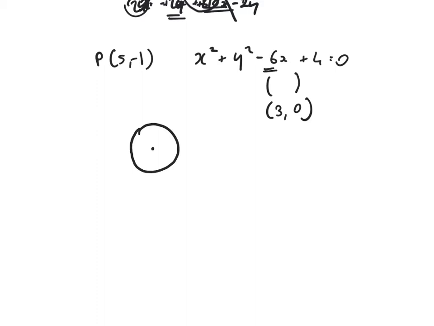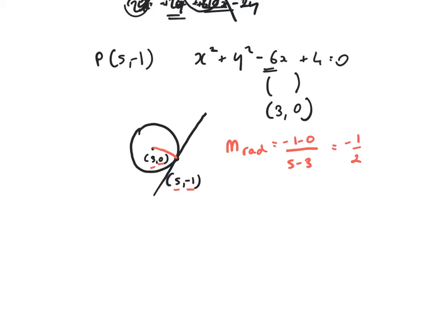Okay, let's sketch out what that might look like then. So we've got a circle centre (3, 0), and the point that lies on the tangent, which is (5, −1), and I'm wanting to find the equation of the tangent. So first of all, I'm going to find the gradient of the radius. So m rad = (−1 − 0) over (5 − 3). That's −1 over 2.